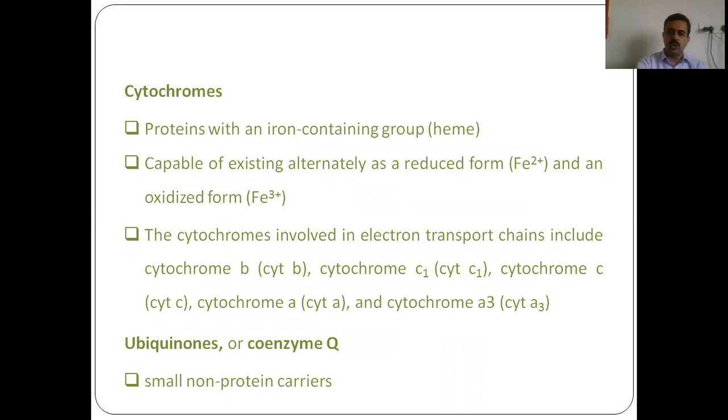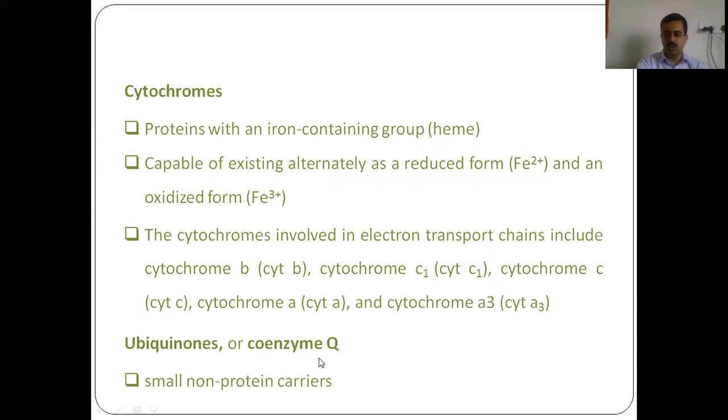Cytochromes are proteins with an iron-containing group, that is the heme group, capable of existing alternately in the reduced form Fe2+, ferrous, and the oxidized form Fe3+, ferric. Cytochromes involved in the electron transport chain include cytochrome b, cytochrome c1, cytochrome c, cytochrome a, and cytochrome a3.